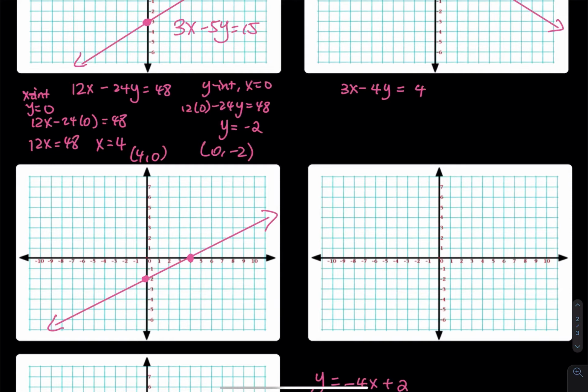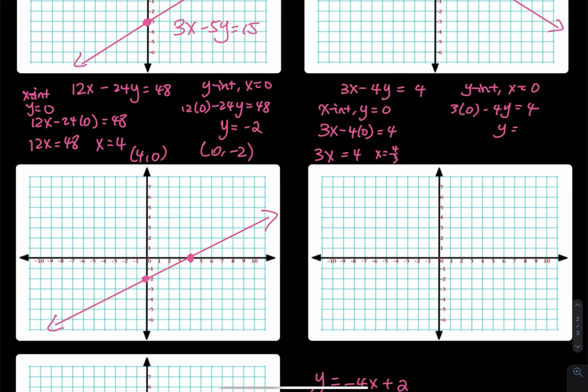Okay, next one, x-intercept. We let y equal 0. So 3x minus 4 times 0 equals 4. We have 3x equals 4. Then x equals 4 over 3. And then for the y-intercept, we let x equal 0. So 3 times 0 minus 4y equals 4. Then y equals negative 1. Then we have (0, negative 1).